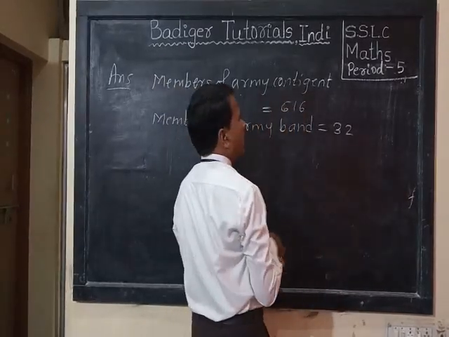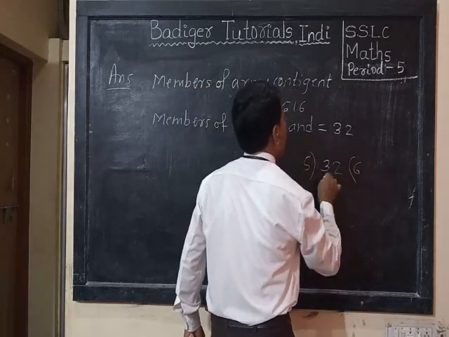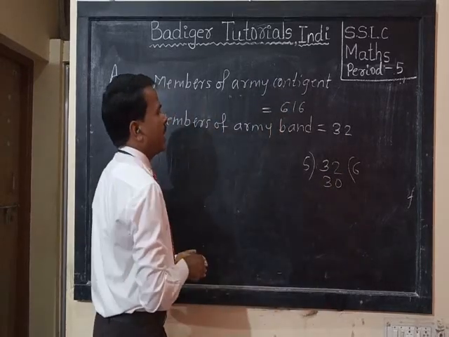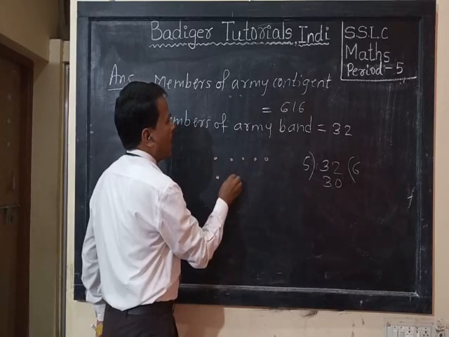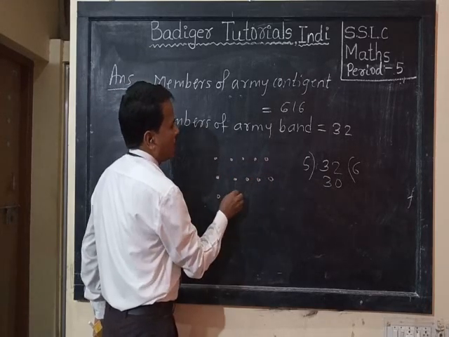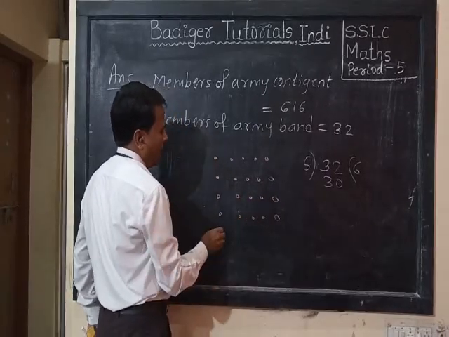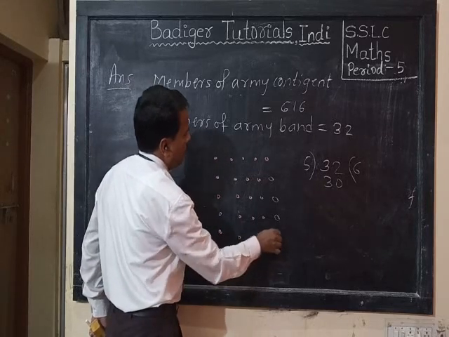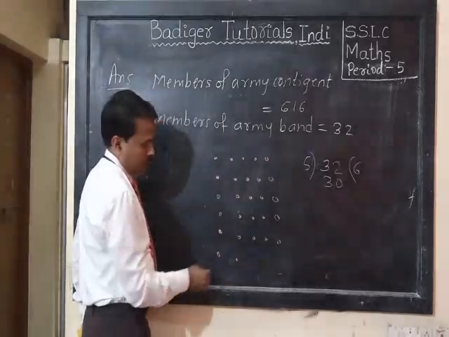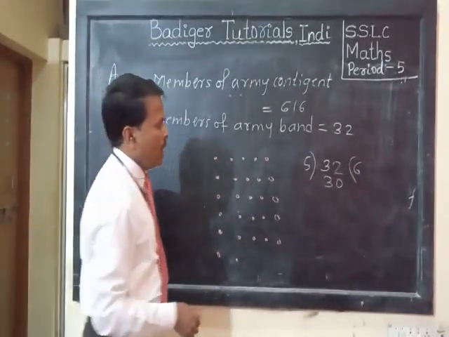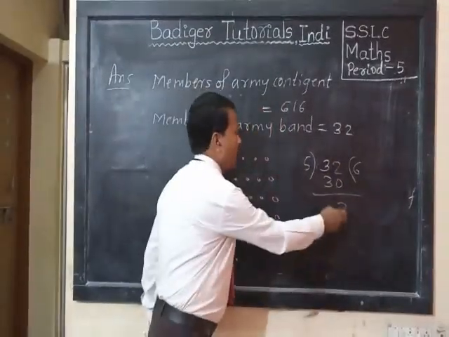Not possible, because 32 divided by 5: 5 sixes are 30. If you ask them to stand in 5 columns, 1, 2, 3, 4, 5, and so on, then 5 sixes are 30 and 2 will remain here. Means it is not divisible. 32 is not divisible by 5. So 2 will remain.